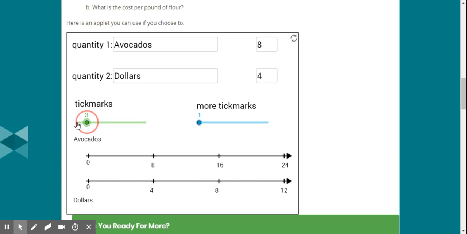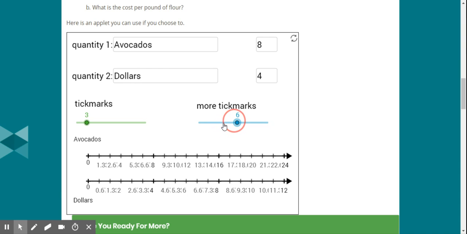I can move that over and have multiple sets of the 8 and the 4, so 16, 8, 24, and 12. I can also put, with the blue slider, tick marks in between. So we get down to the idea that I could buy 4 avocados for $2, or I could buy 2 avocados for $1, or if I keep going, I can get to 1 avocado for 50 cents. So it's 50 cents per avocado.